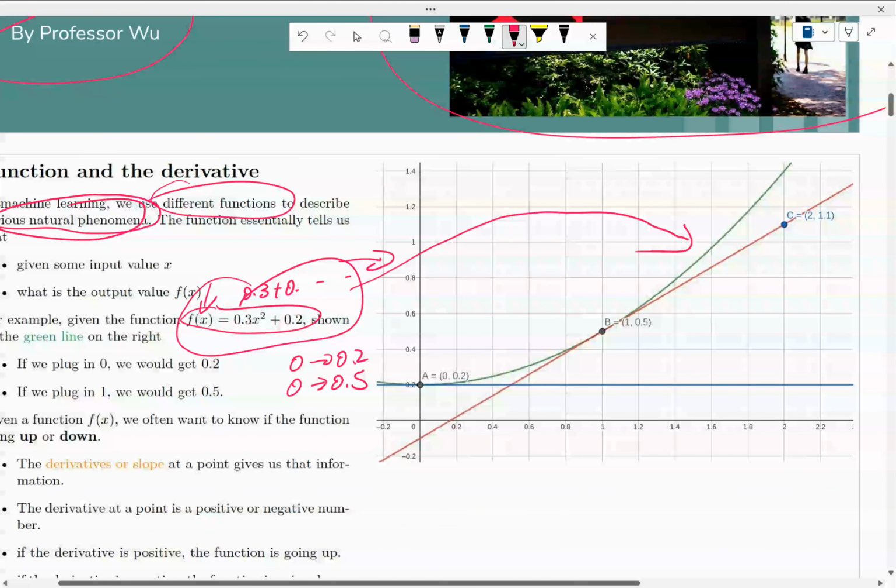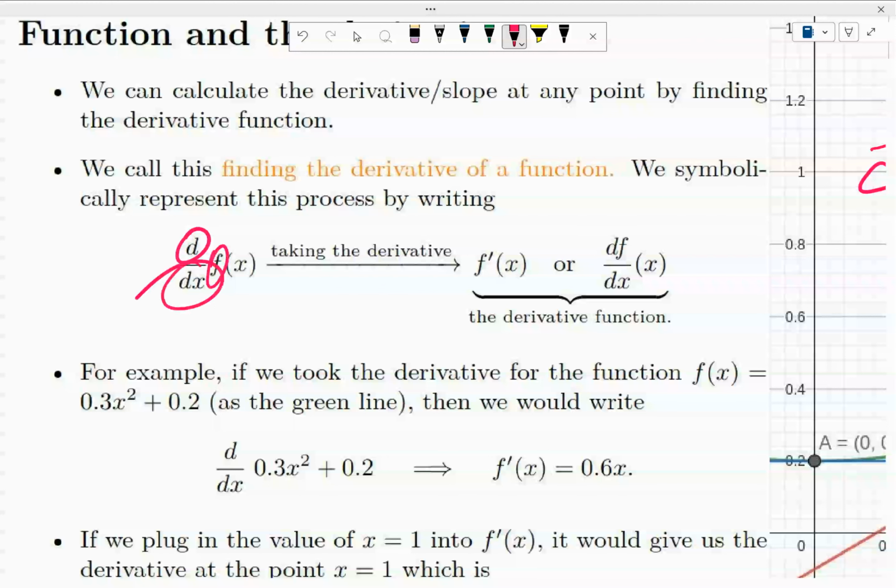At certain points, like here, the function is going down. Therefore, at points like this, the derivative is going to be negative. So when you find the derivative, this is symbolically what we mean: we're taking the derivative of a function with respect to x. Of course, you can take it with respect to any variable, but x is a common one.